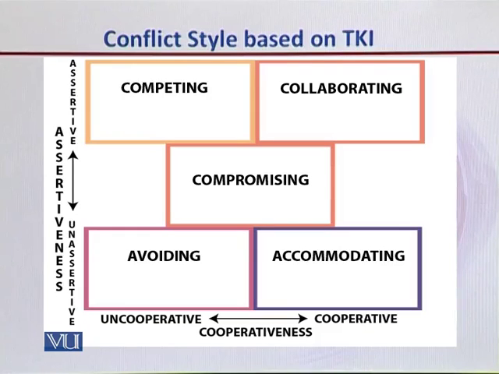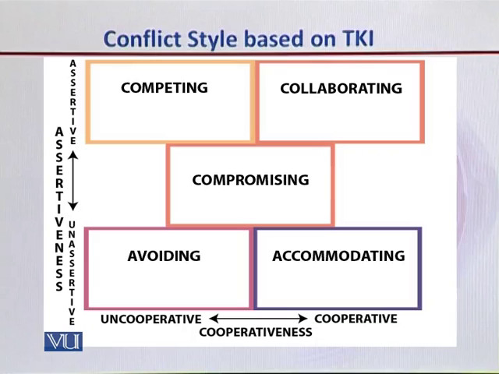Uncooperative, unassertive is avoiding. I'm not going to cooperate. I don't want to assert myself. I don't want people to hear me. I am going to avoid. I'm going to sit back, step out. On the top, on the other hand, uncooperative but assertive is competing. I'm not cooperating because my interests are more important. I'm assertive. I will make myself heard. I am competing.